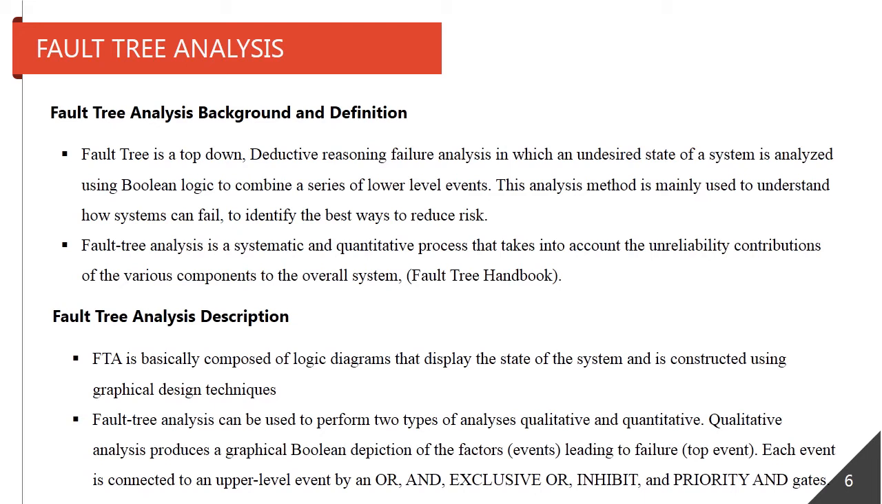Fault tree analysis is basically composed of logic diagrams that display the state of the system and is constructed using graphical design techniques. Fault tree analysis can be used to perform two types of analysis: qualitative analysis and quantitative analysis. The analysis produces a graphical Boolean description of factors or events leading to the failure top event. Each event is connected to an upper level event by OR and AND gates and so on.